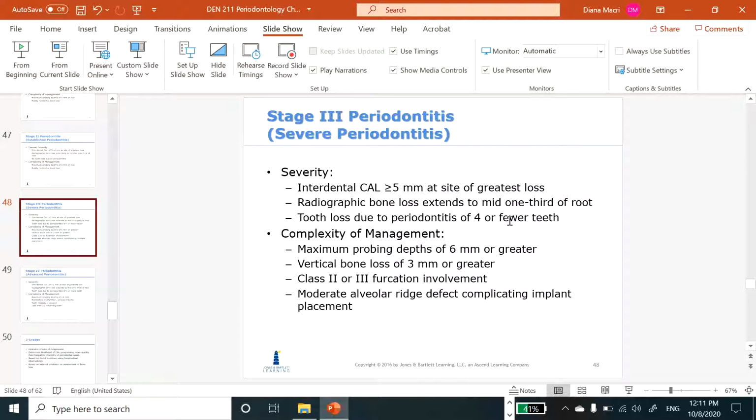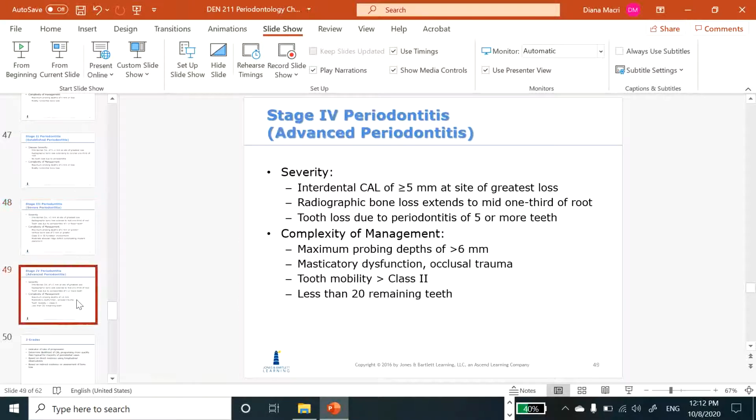My probing depths now are 6 millimeters or greater. I may have some vertical bone loss. It doesn't mean that I have to have everything. My stage 3 patients don't have, this is not a checklist, but how am I going to classify my patient? If some of these things are present, then he's going to be a stage 3 patient. My patient may have class 2 or class 3 furcation involvement, and there's some alveolar ridge defects.